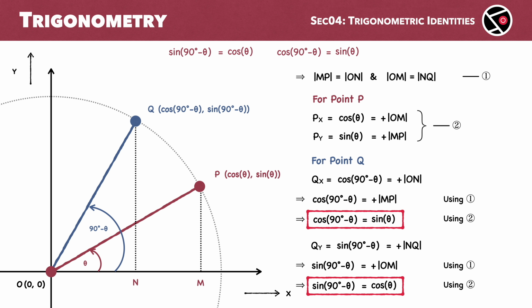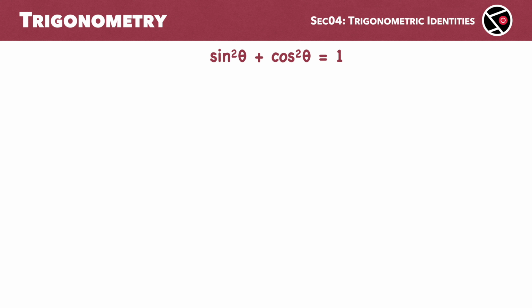And both of these come from the concept of the unit circle. You are not simply memorizing the formulas, you are actually seeing where they come from. That's the beauty of the unit circle. Moving to the next identity, the most fundamental in trigonometry: sin² plus cos² equals 1.